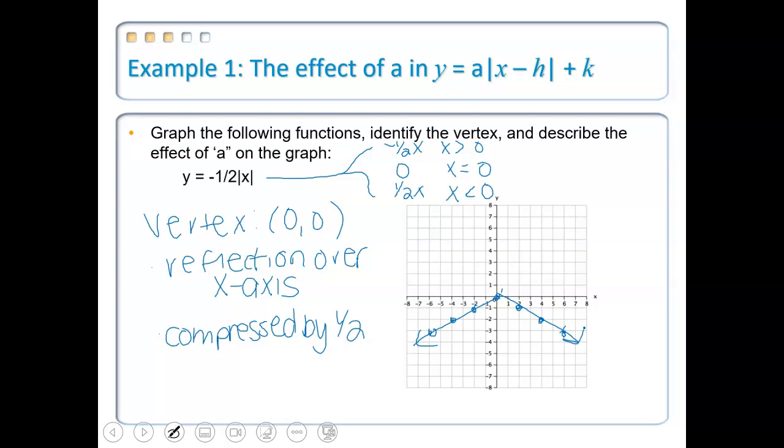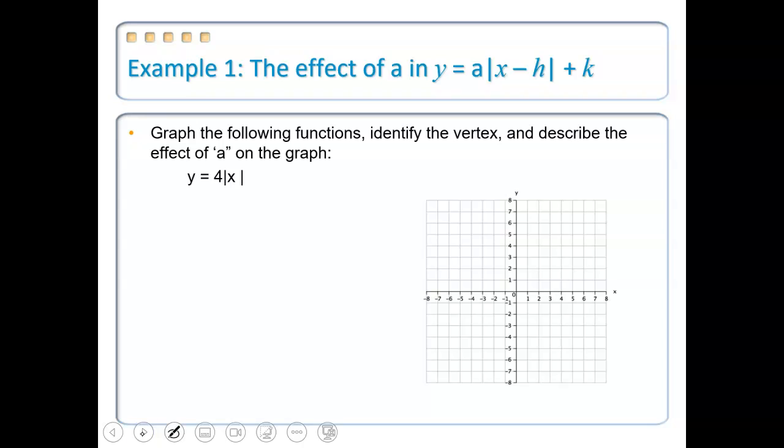If you like tables, there is a table trick I'll show you on the next graph. So you can either rewrite them as piecewise or make a table. So this graph has a positive 4. That means it is stretched or more narrow.